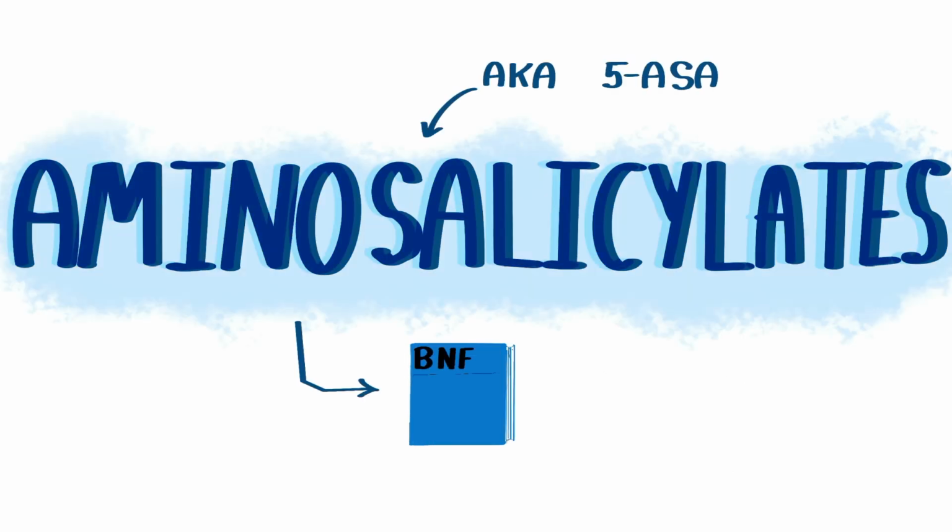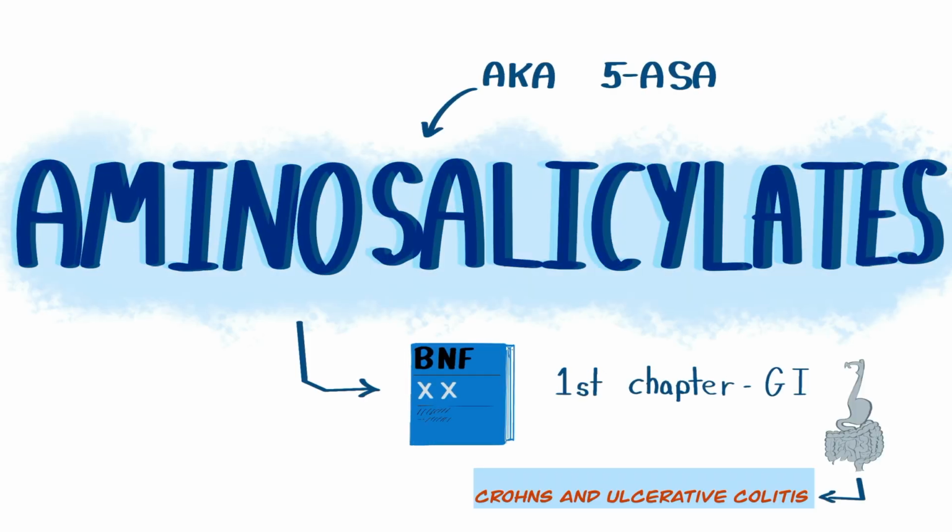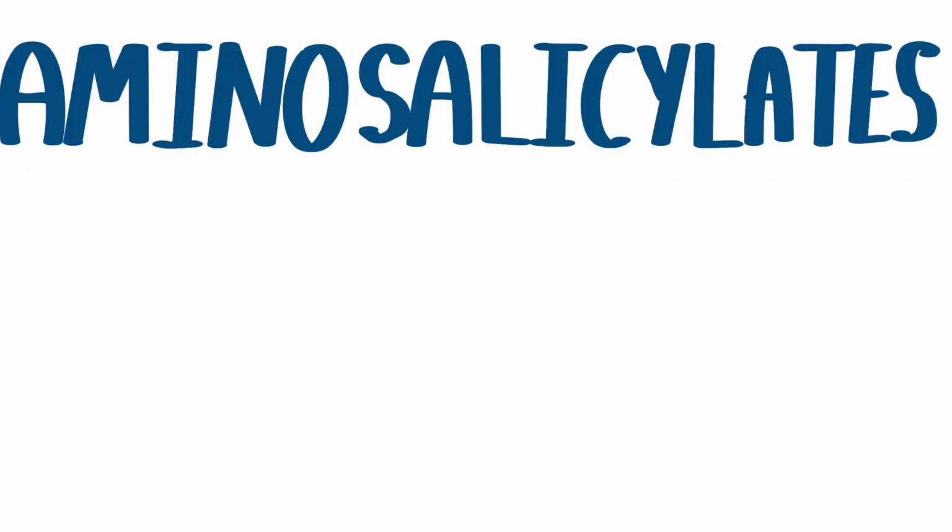Today we're going to be talking about aminosalicylates. This class of medication is found in the first chapter of the BNF, known as the Gastrointestinal System. Aminosalicylates are usually used for Crohn's or ulcerative colitis.